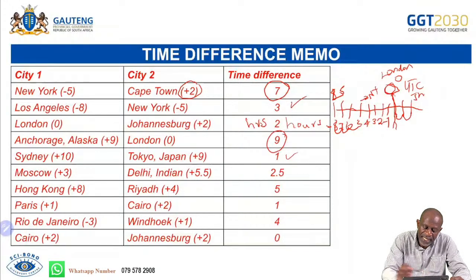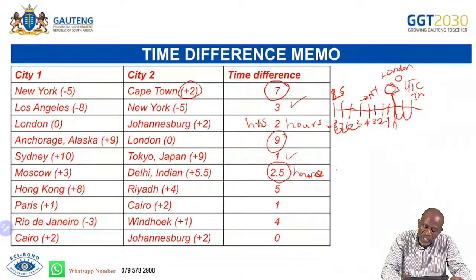Moscow is at +3 and Delhi in India is at +5.5. And the time difference between the two countries will be 2.5. Isn't it? When you subtract 3 from 5.5, you will remain with 2.5. So this is the time difference. The time difference in hours will be 2.5 hours.